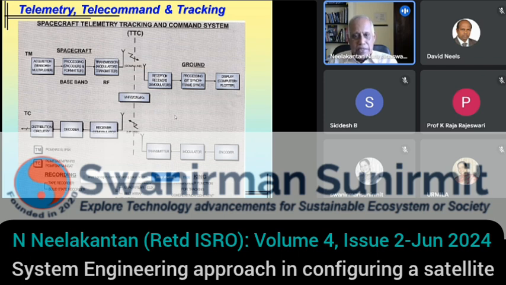Similarly, there is the uplink for the telecommanding of the spacecraft from the ground. Encoder, a modulator, a transmitter, transmitting towards the spacecraft, which is received through an Omni antenna.